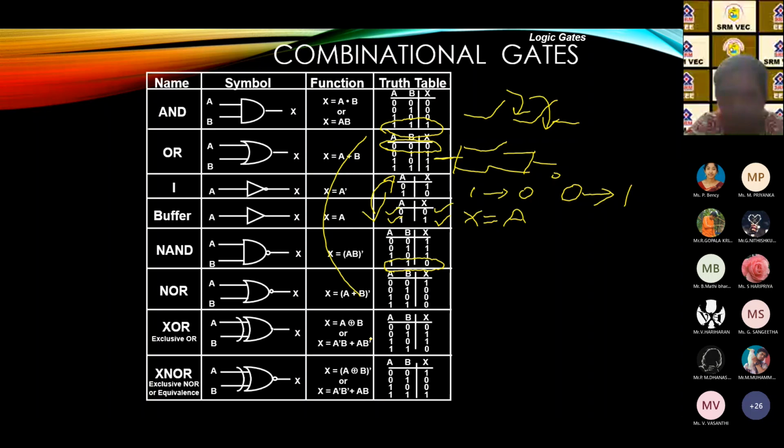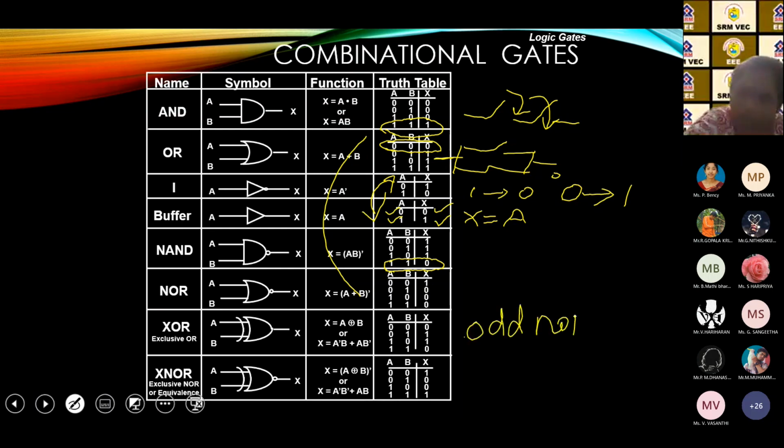Next, we'll go for the XOR gate. In the XOR gate, if the input has an odd number of 1s, the output is 1. It is not only for two inputs, students. Very simple: you should count the number of ones in the input. If the number of ones is odd, then the output is 1. For the remaining cases, the output is equal to 0. This is the symbol of the XOR gate.